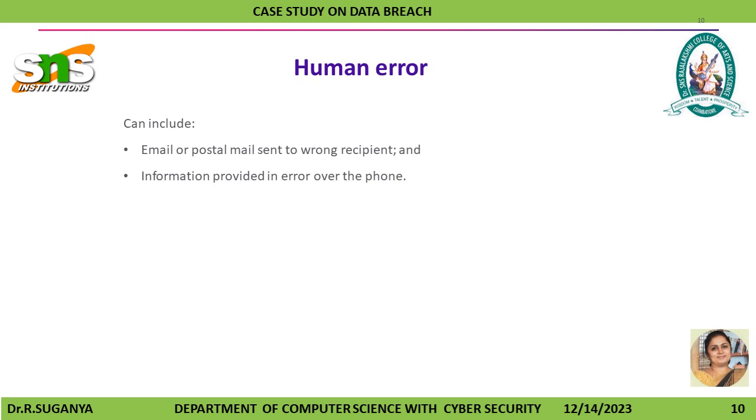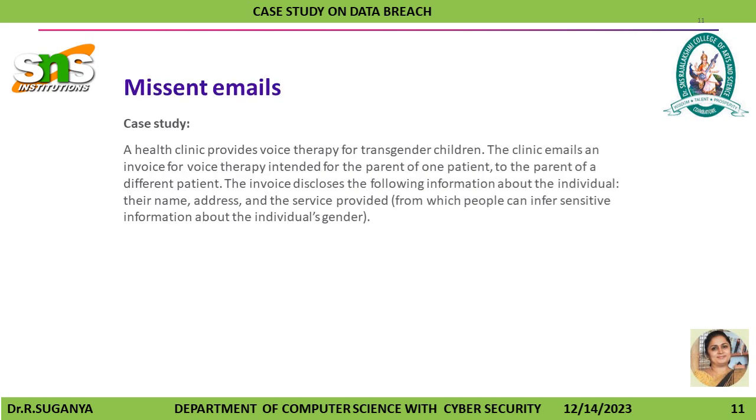Human error, which includes email or postal mail sent to the wrong recipient and information provided in error over the phone. Missent emails. Case study. A health clinic provides voice therapy for transgender children. The clinic emails an invoice for voice therapy intended for the parent of one patient to the parent of a different patient. The invoice discloses the following information about the individual, that is their name, address and the service provided, from which people can infer sensitive information about the individual's gender.